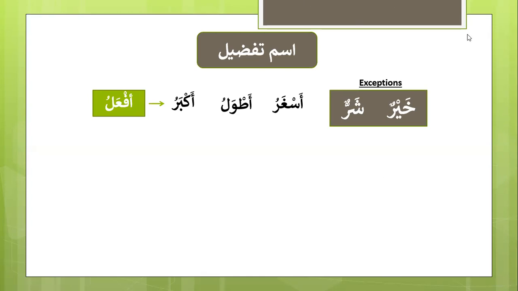Let me just add it. Yes, so these are partly flexible. So you can have asgharu or asghara. Even the jar would be asghara. Atwalu, atwala. Even the jar form would be atwala. Similarly, akbaru, akbara. The jar form will be akbara. Only in two cases will you put kasra: when you are adding al or you are making them a mudaf. That's a separate discussion, that it is no longer a comparative. It becomes superlative.